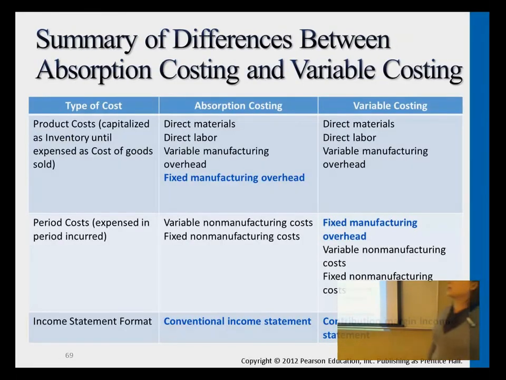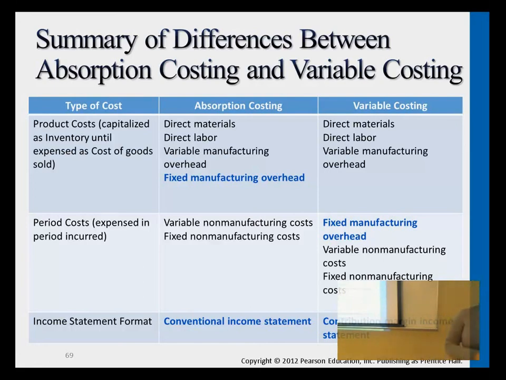So quickly here, we know we have different types of costs, and then we have variable costing and absorption costing. How does it differ? In our product cost, what do we have for absorption costing? Direct material, direct labor, variable manufacturing overhead, and fixed manufacturing overhead. That is not present in the variable costing system. For period cost, our fixed manufacturing overhead is right here. We discussed some of it in the last 3 chapters that we had on the exam. So period cost is your fixed manufacturing overhead for variable costing.